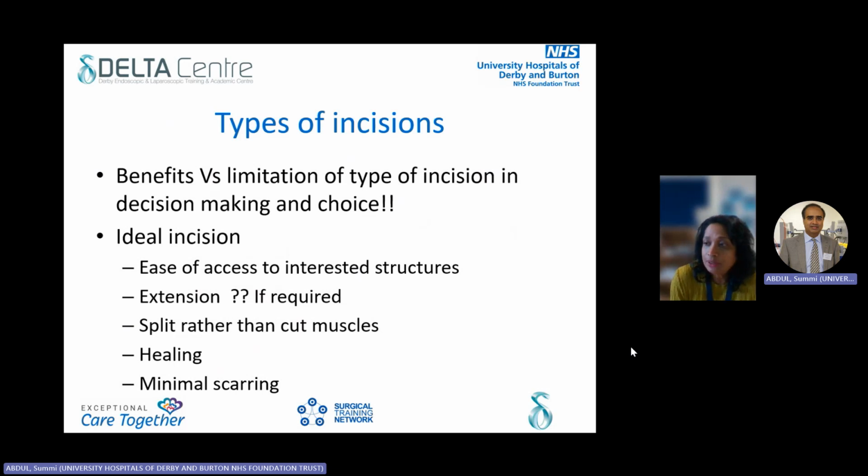When you're making a choice of what type of incision, you need to understand the benefits and the limitations of each type of incision in that decision making. So the ideal incision obviously needs to have access to the organ of interest. It should be extendable if required. Muscles heal better if they are split rather than cut. And you need to think about healing afterwards as well. And then aesthetically, you want to try and have an incision that is most likely to produce minimal scarring.